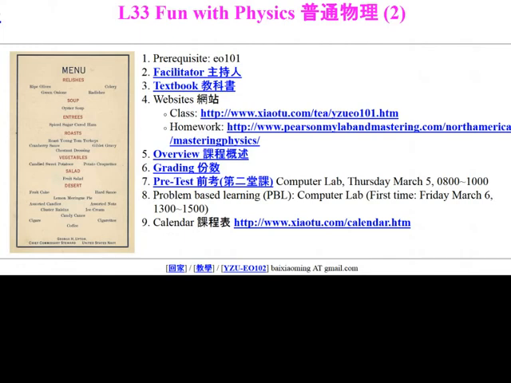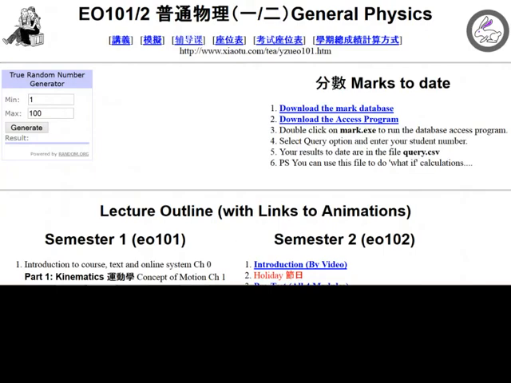Okay, I'd like to now move on and discuss the websites of interest for this course. The first website is the class website. That will be at xiao2.com/teach/yzueo101.htm, which will allow you to access the class website. So the class website looks basically like this.